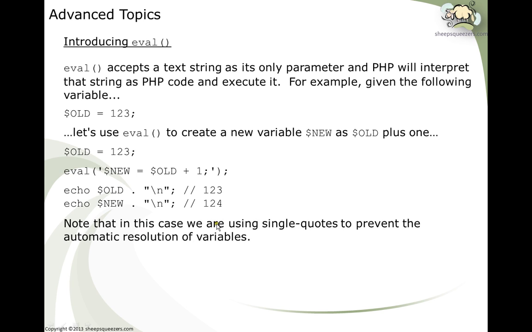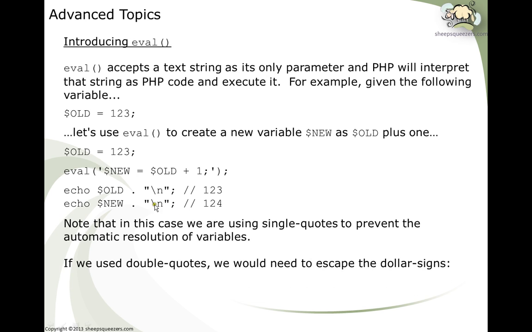Okay. Note that in this case, again, we're using single quotes to prevent the automatic resolution of variables. Again, when we discussed the simple and the complex substitution, double quotes allows variable resolution. Single quotes does not. Depends on what you want to do. Sometimes you want to use those single quotes and you don't want things to resolve. Sometimes you do. If we use double quotes, we would need to escape the dollar signs. So for example, if I used double quotes here, and here, I would escape the variables $new and $old.